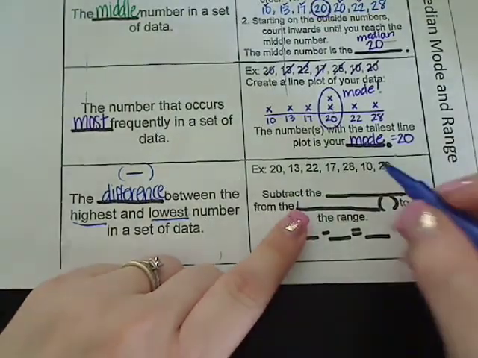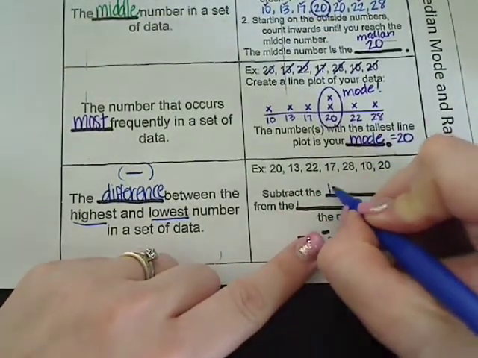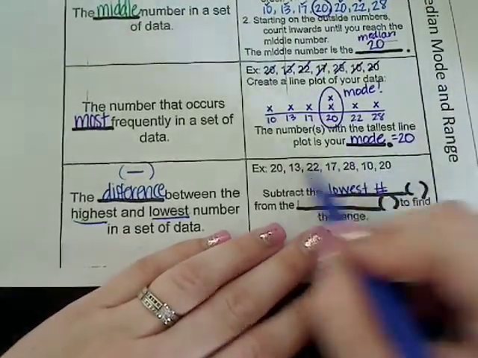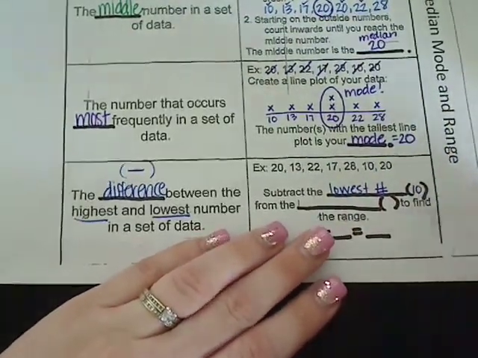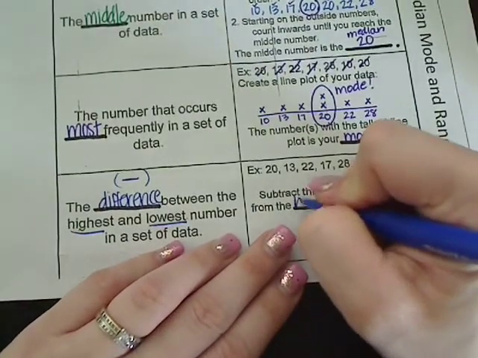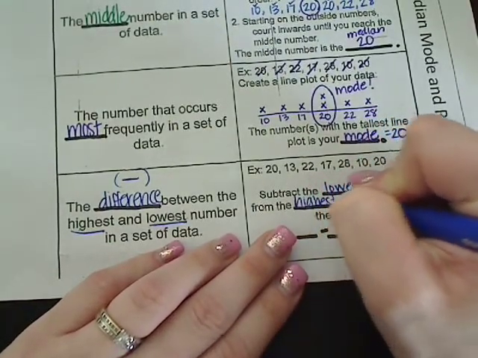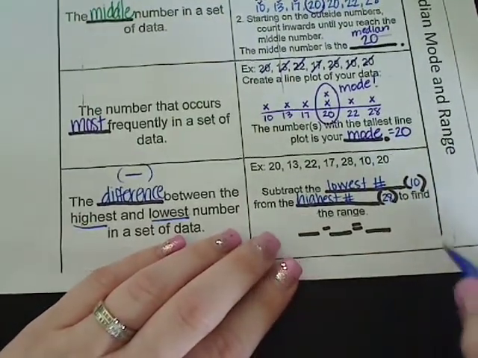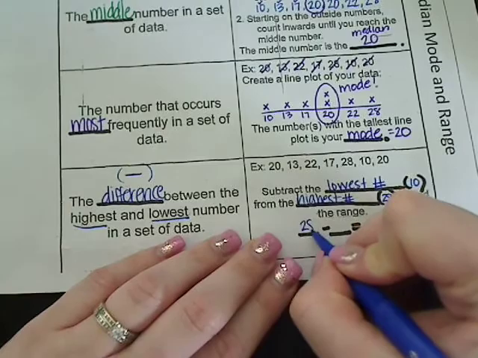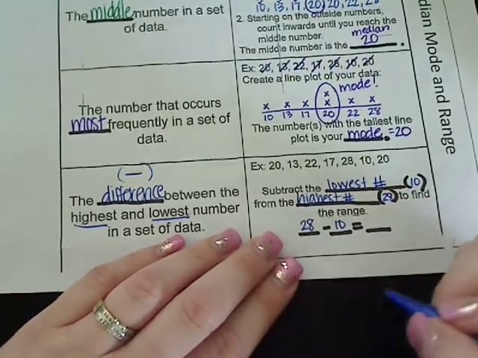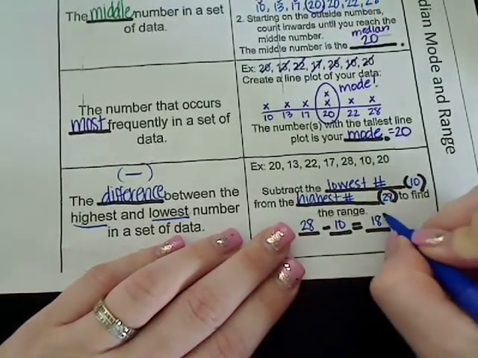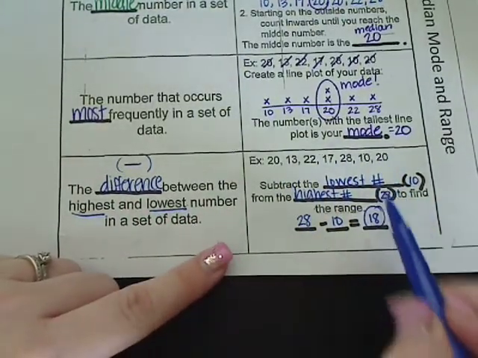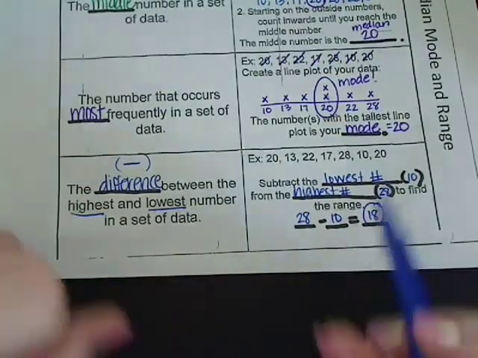Okay, so what we're going to do is subtract the lowest number, which in this set of data is 10, from the highest number, which in this set of data is 28. Okay, so to find the range, that would be 28 minus 10. The difference between those two numbers is 18. So the range for this set of data would be 18.